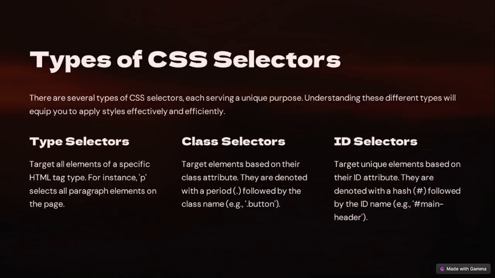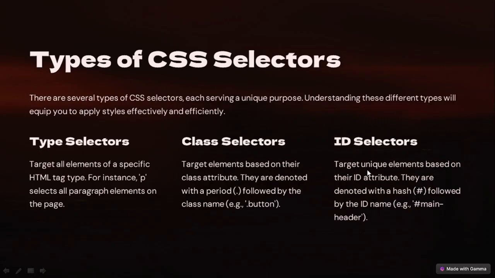Now, the first type of selector we have is the type selector, as you can see. Type selectors target all elements of a specific HTML type, for instance, a p tag. Then we have the class selectors, which target elements based on their class attributes. They are denoted using a period, which is a dot, followed by the class name. For example, you go to your code and give an element a particular class name of joy. To make use of that class, you have to say dot joy.